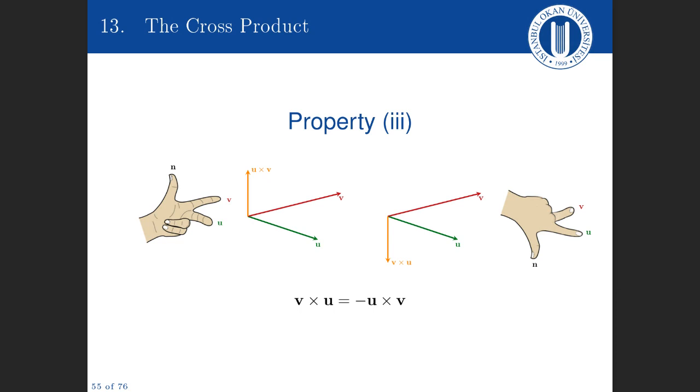If we're doing u cross v, we hold our left hand like this. We put our second finger on the vector u, and we point our first finger in the direction v. And then our thumb points upwards, so u cross v must point upwards.